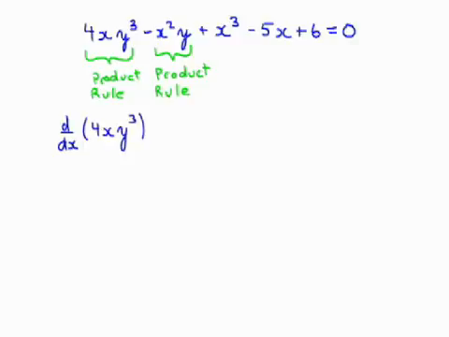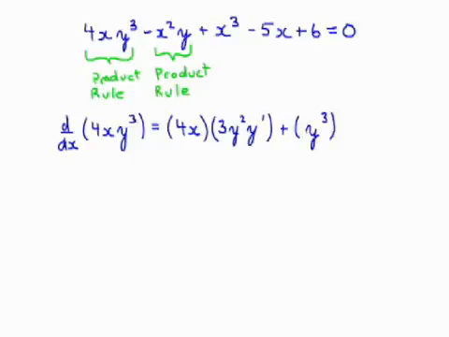To do so, I must use the product rule. So I have 4x, which is my f of x, times 3y squared y prime. The 3y squared y prime is my g prime of x. I add to that g of x, which is y cubed, times f prime of x, which is merely a 4. In my next line, all I've done is multiplied my terms, so I now know that my derivative of 4xy cubed with respect to x is 12xy squared y prime plus 4y cubed.